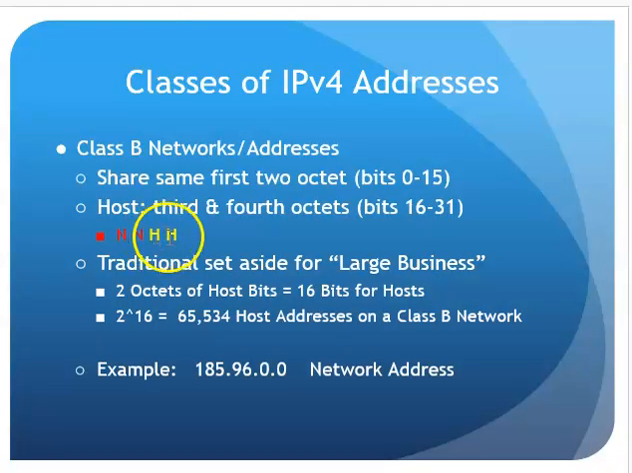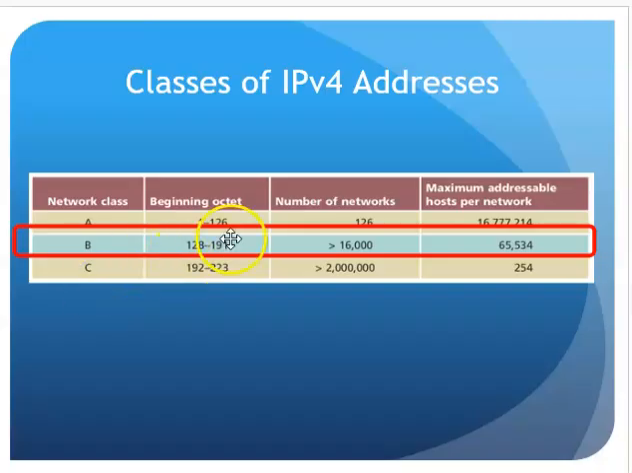With that, there are 2 host octets, 16 bits. 2 to the 16 means you would have 65,534 addresses to use for your network. That's why it was set aside for a large business. For a Class B, the first octet is in the range of 128 to 191. So if I saw 150.50, I would know that is a Class B network.